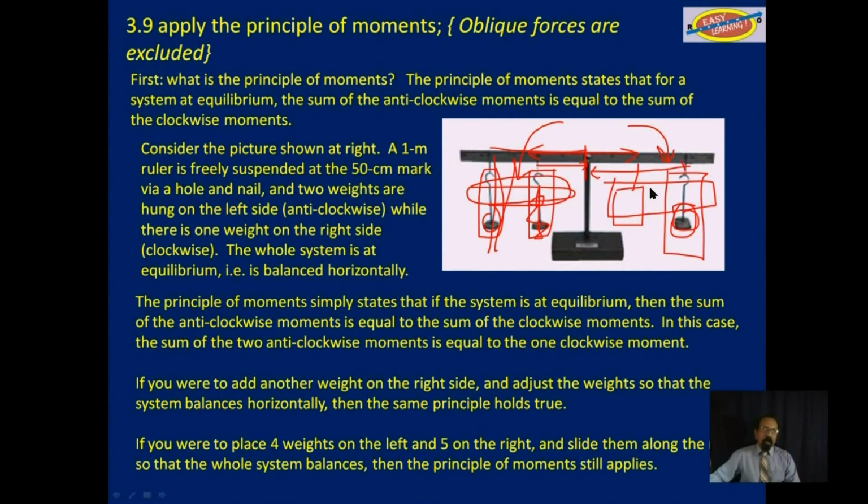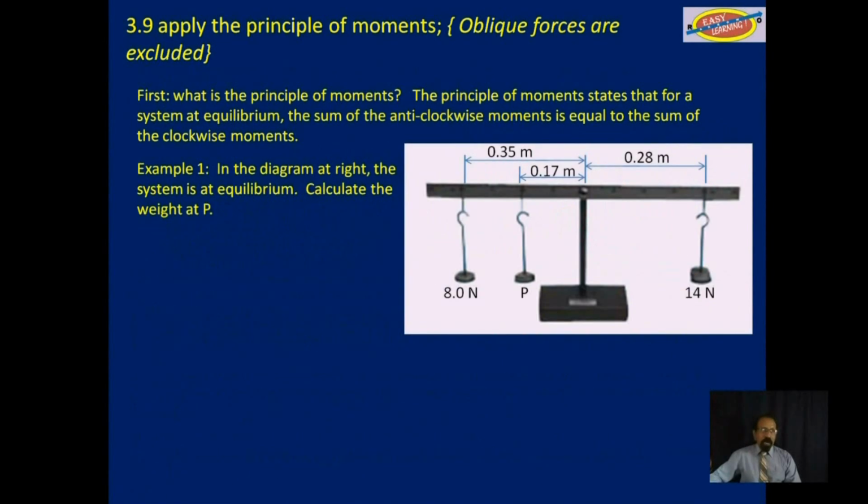We could add a whole bunch, say 5 weights on this side, and we could add 4 on this side. As long as the system is at equilibrium, the sum of the anticlockwise moments will be equal to the sum of the clockwise moments. In this diagram at the right here, the system is at equilibrium.